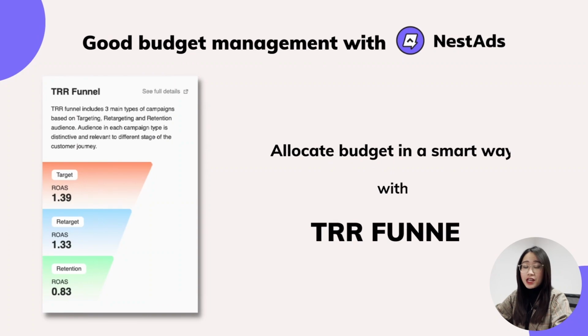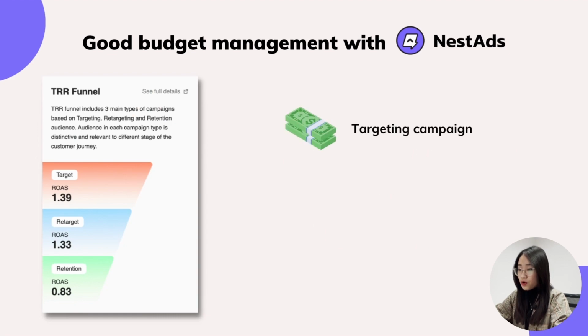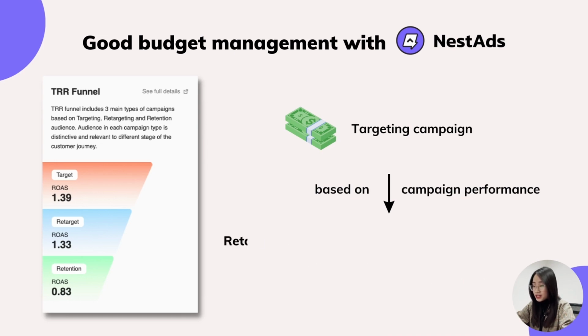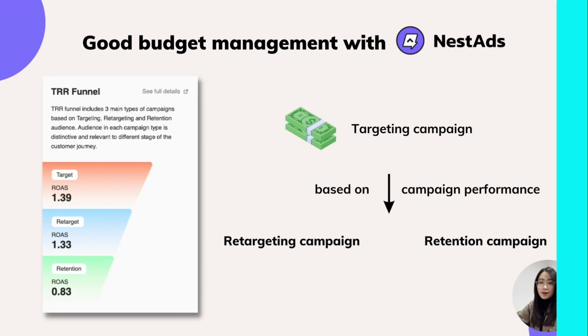With Netscale ads, even if you have no experience, you can allocate your budget in a smart way and run campaign in an effective way. For example, you should spend a part of total ad budget for targeting campaign at the first step. After the learning phase and the testing period, based on their performance, you can allocate more budget on effective campaign while running other campaigns at the same time. When you have already found the perfect campaign for your business, it is highly recommended to turn it into the next step of our TRR funnel, the retargeting and retention campaign.